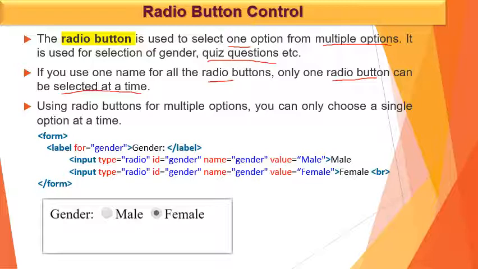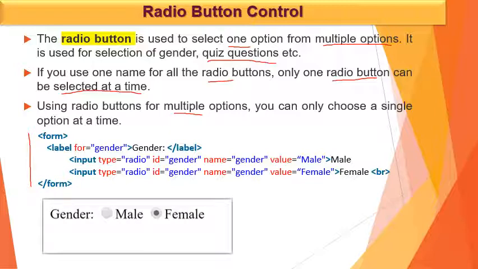There are many options in radio buttons. We can select only one radio button at a time. Using these radio buttons for multiple options, we can choose a single option at a time. This is the example of our radio button.